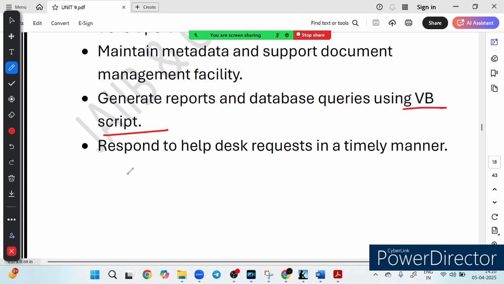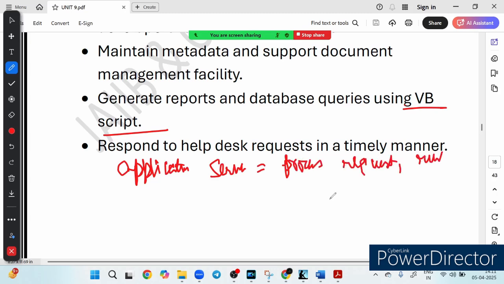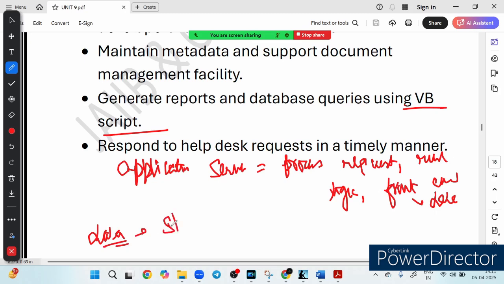So let's summarize the facts we have just discussed. The application server is the one that processes requests, runs logic, and finally connects the front end to the database. Then we have the database server, which stores all data, right? And admins are the silent heroes who make sure that everything runs smoothly.